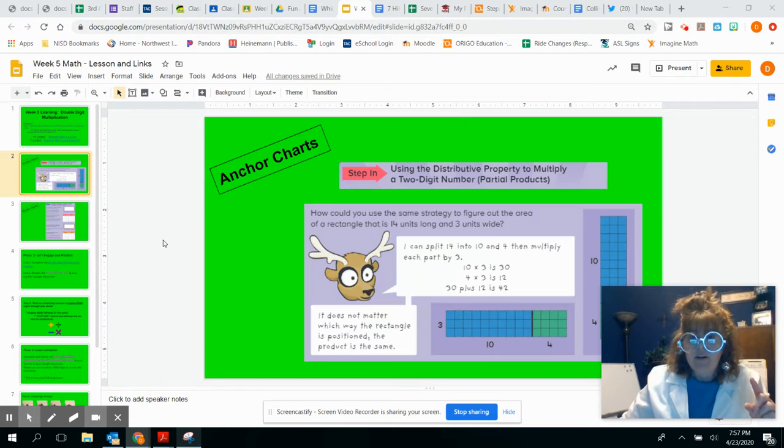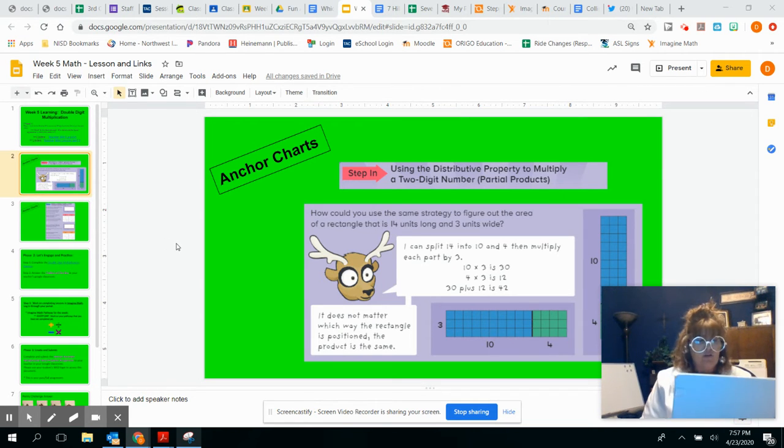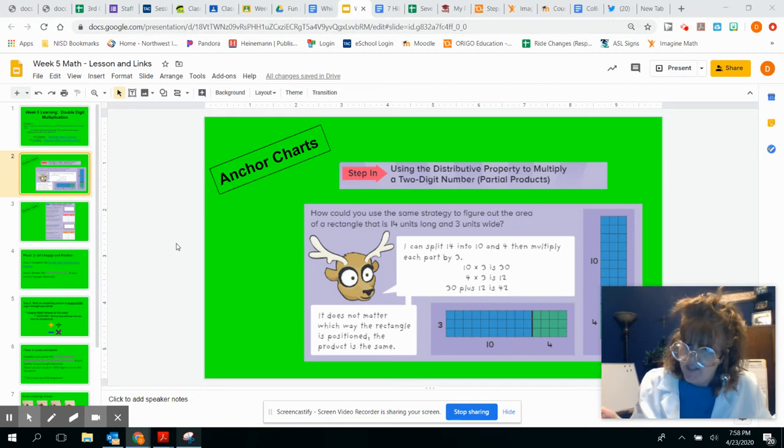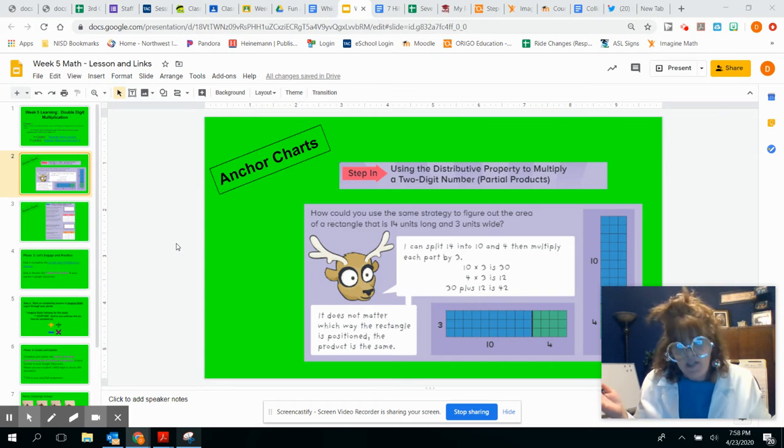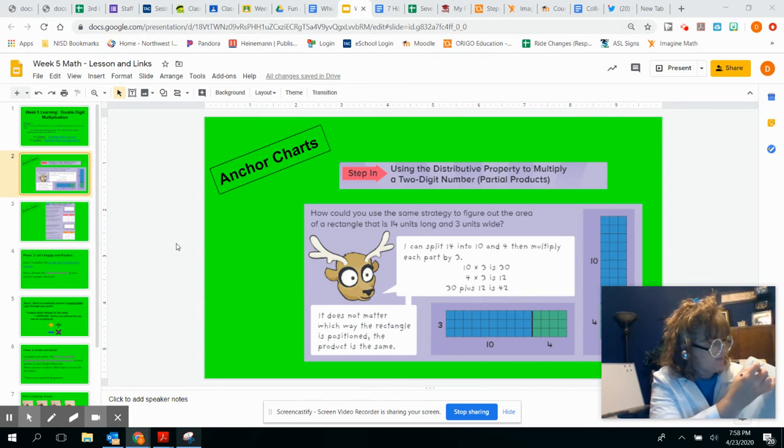Make sure. All right. The first thing we want to talk about is the known fact. Sometimes we know a multiplication fact, like 3 times 2. So the 3 times the 2 is 6, right?